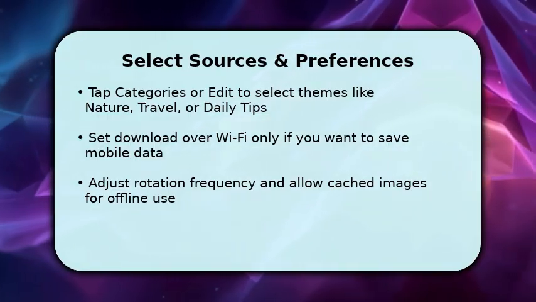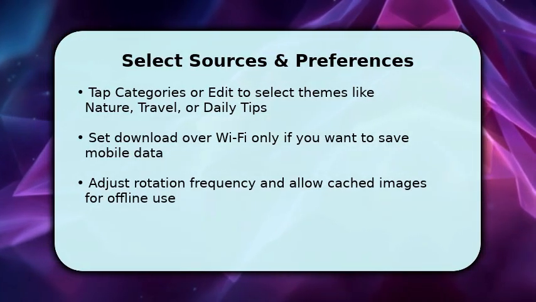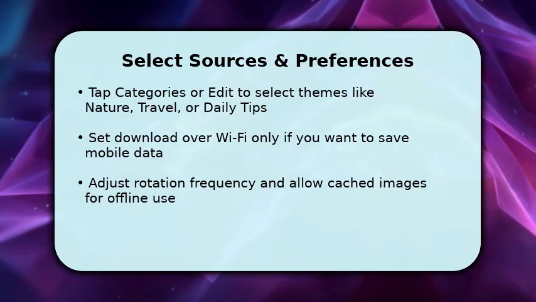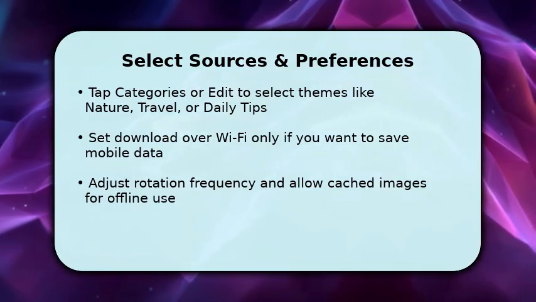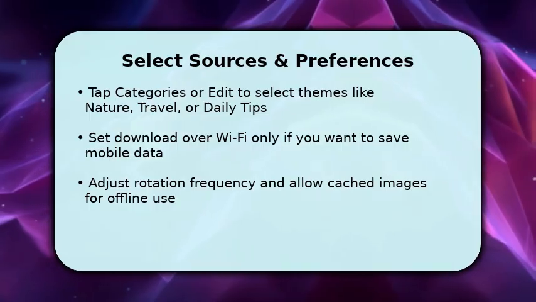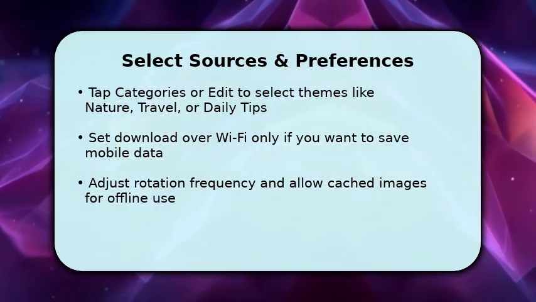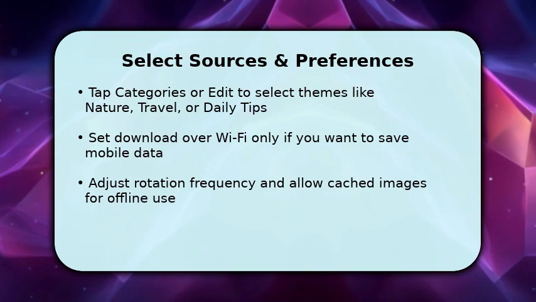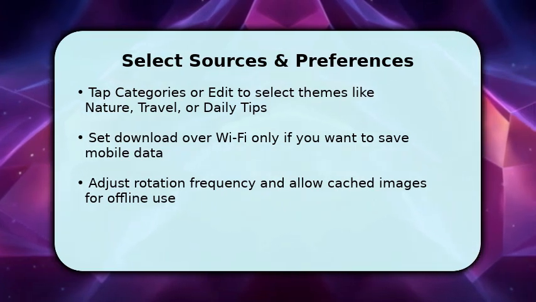Make sure to set download options. Wi-Fi only saves mobile data, while allowing cached images ensures the screen still changes when you're offline. Once configured, the system will fetch, rotate, and cache images so your lock screen changes without manual effort.